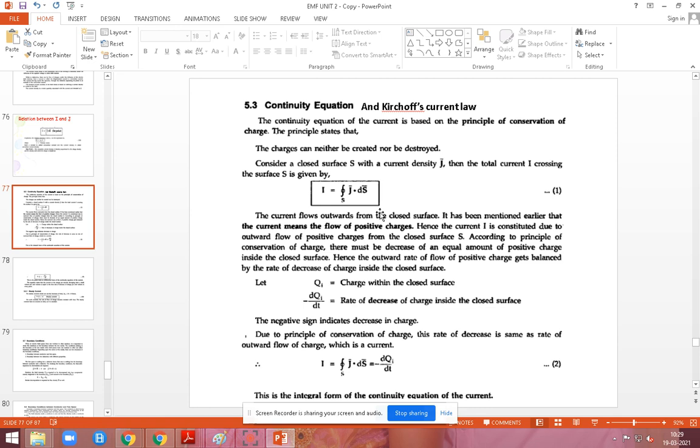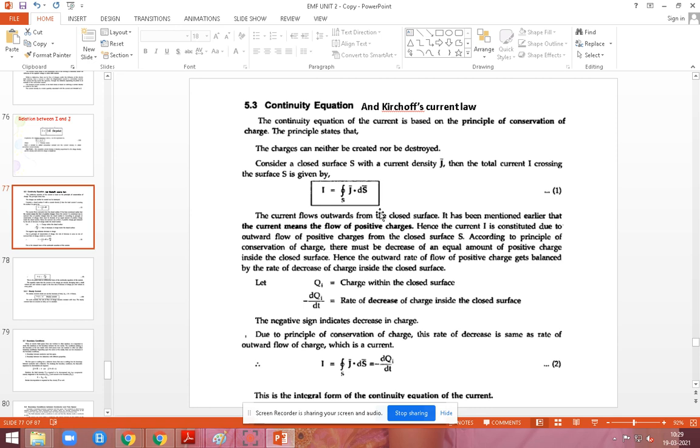The leaving current will be equal to the entering current. That is called Kirchhoff's current law. The entering current at a node and the leaving current at the same node will be equal to one another. The same law will be used in determining the current and current density here. The relation between current and current density will give you the continuity equation.